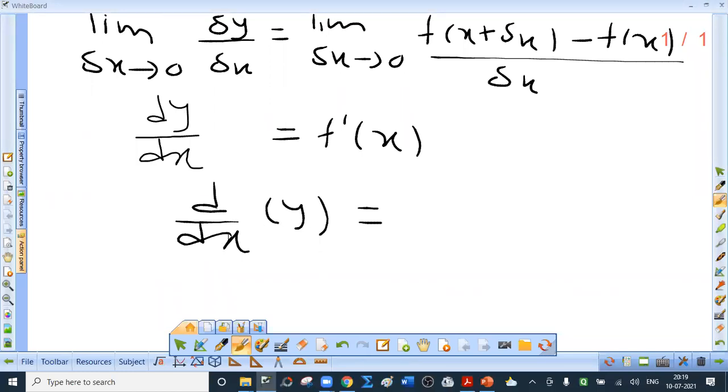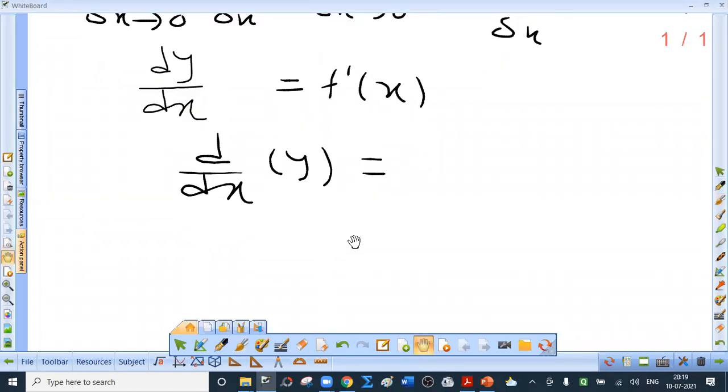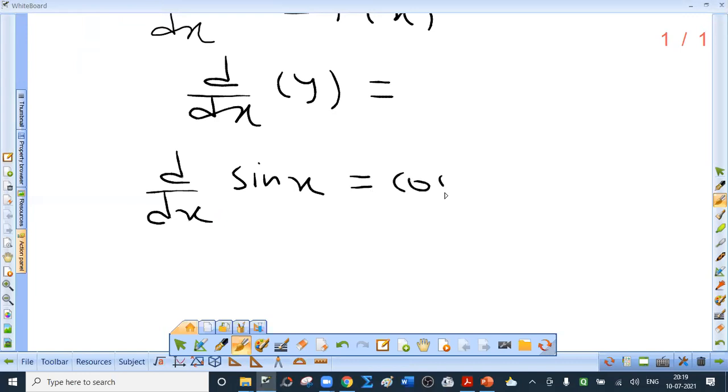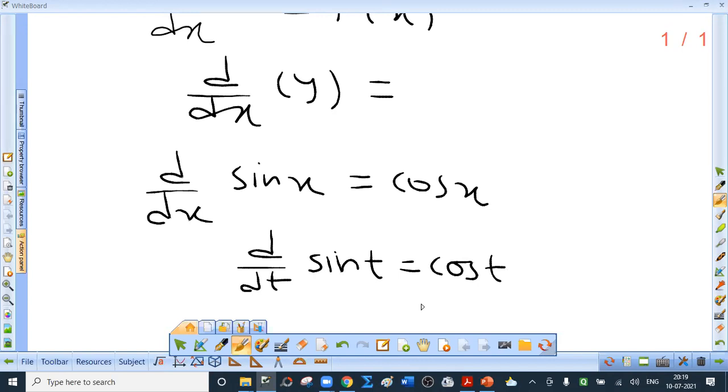So d/dx is an operator. I can call it a differentiator. And what operation does it perform? The operation of differentiation. Now, I need not say that if f of x is sin x, f dash of x is cos x. I will simply say d/dx of sin x is nothing but cos x. Not only that, if I ask you what is d/dt of sin t, it is nothing but cos t. So this is about Leibniz notation for derivative.